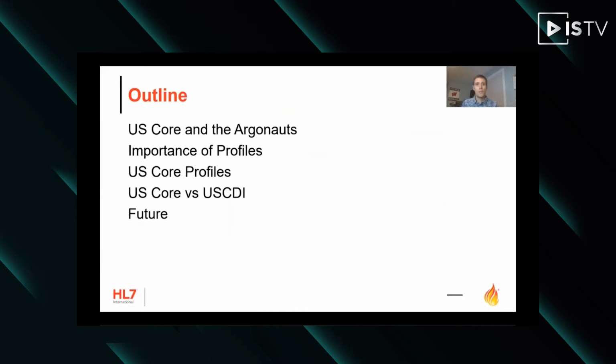So I'm talking a little bit about US Core and the Argonauts, the importance of profiling, specifically the US Core profiles, a teeny bit about US Core and USCDI. USCDI is the US Core Data for Interoperability. It's a set of core data elements that our ONC has identified, and then a teeny bit about the future.